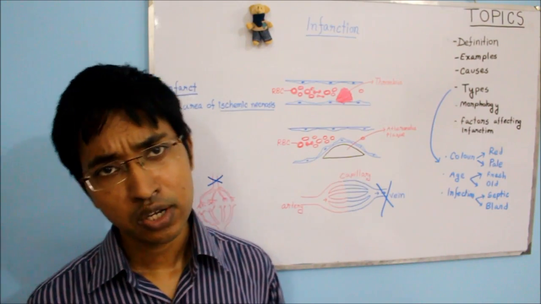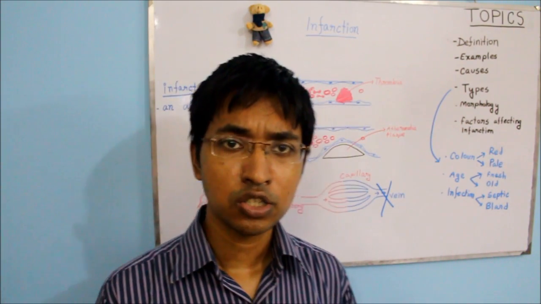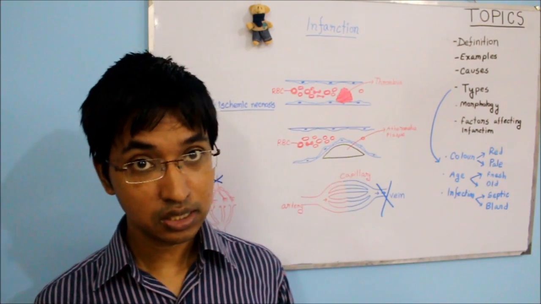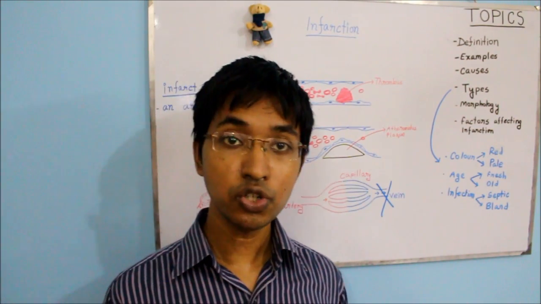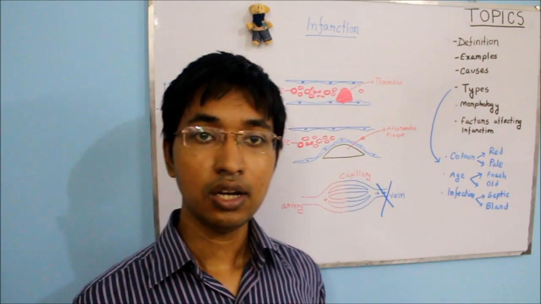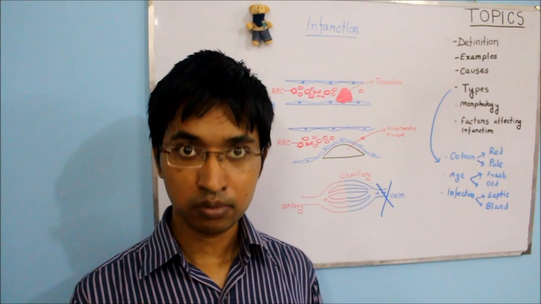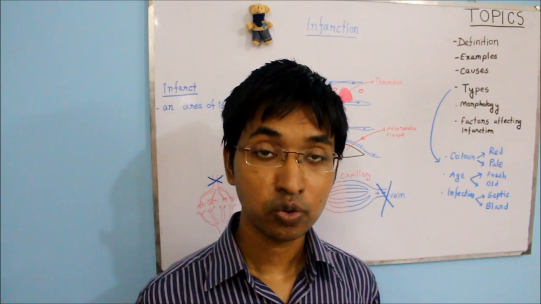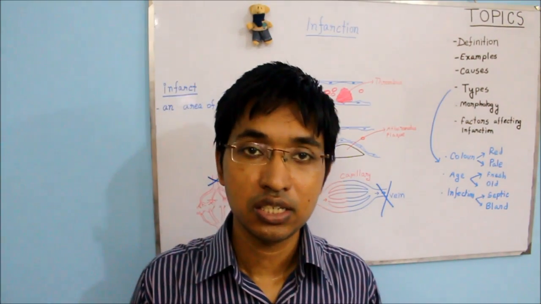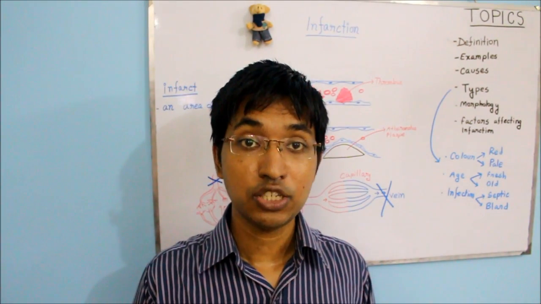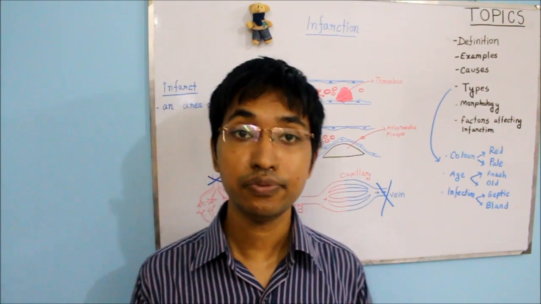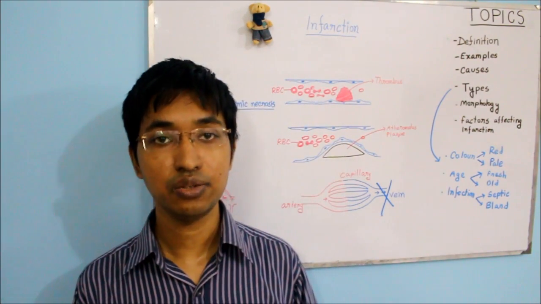Say for example, suppose a vessel was previously occluded, and now with the help of angioplasty that occlusion has been removed, and so now blood is again flowing into areas where there was no blood flow previously. So that re-establishment of blood flow will also result in red infarct formation. The second type of infarct according to color was pale infarct, which is also known as white infarct.